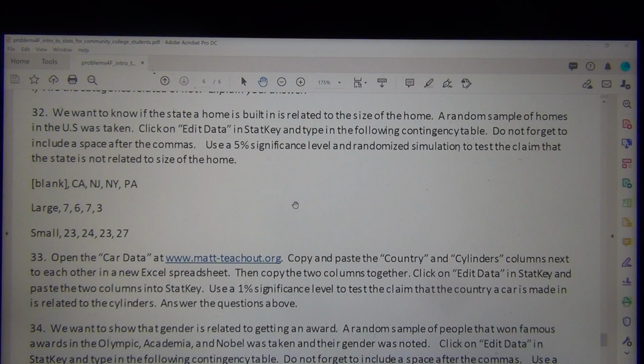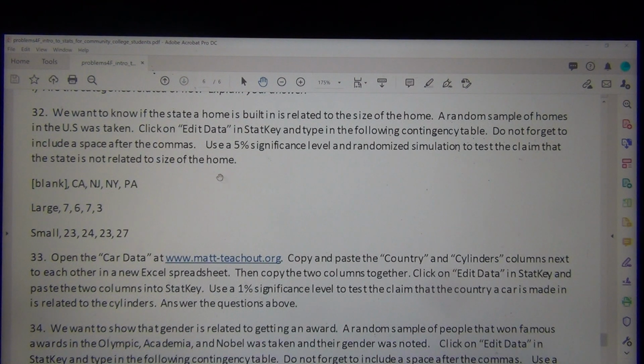Let's read the question together. We want to know if the state a home is built in is related to the size of the home. A random sample of homes in the U.S. was taken. Click on Edit Data in StatKey and type in the following contingency table. Do not forget to include spaces after the commas. Use a 5% significance level and a randomized simulation to test the claim that the state is not related to the size of the home.